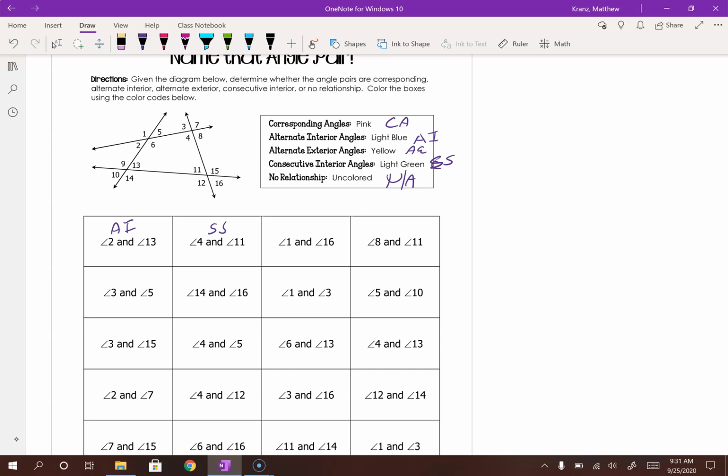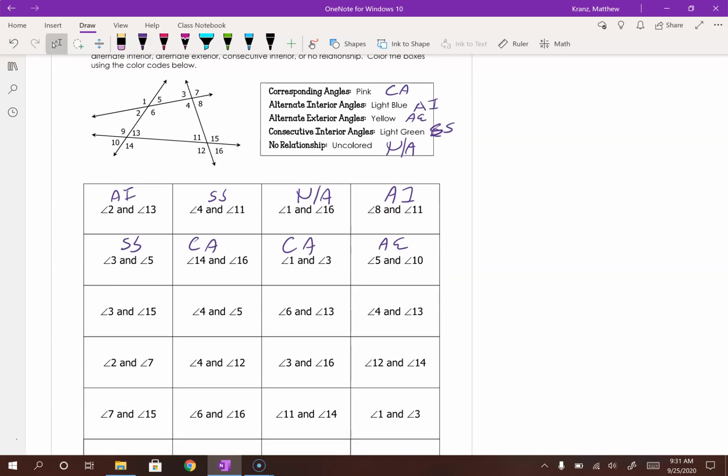1 and 16, they are no relationship. 8 and 11, those are alternate interior. 3 and 5 are same side interior. 14 and 16 are corresponding angles. 1 and 3, those are also corresponding angles. 5 and 10, those are alternate exterior. 3 and 15, those are no relationship. Right? This one's outside, this one's inside. They're on different sides, so they have no relationship.